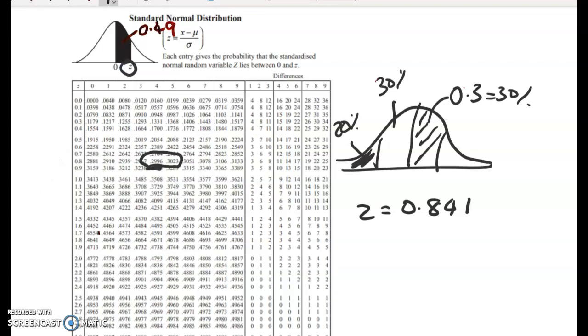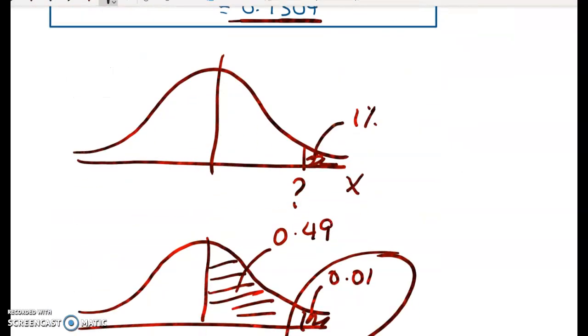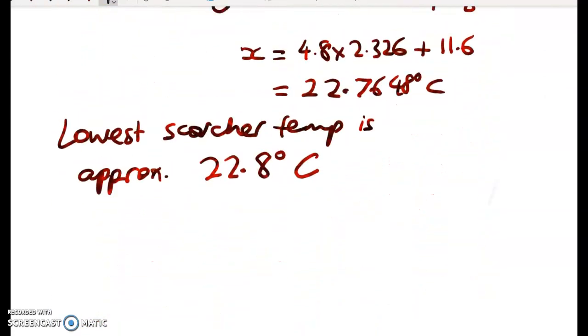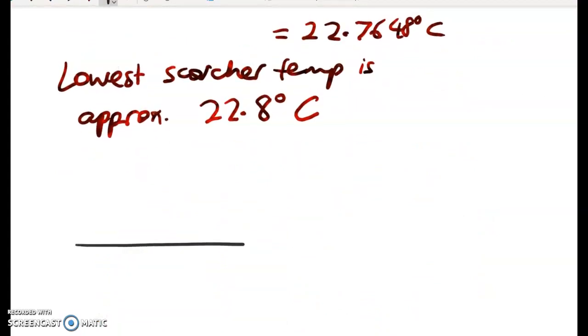Yeah, you can't get it exactly on there, right? But it's closer to 1 than 2. But remember, we're looking on this side of the mean. So my z value is going to be a negative number. It's going to be negative 0.841. So what we're saying is that the mean daily temperature has to be 0.841 standard deviations lower than the mean.